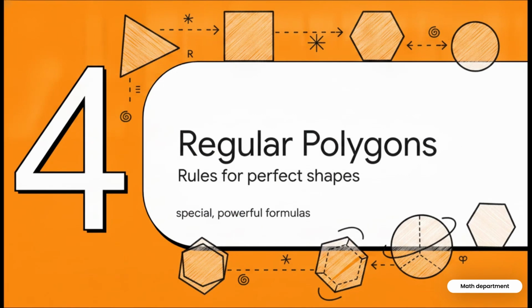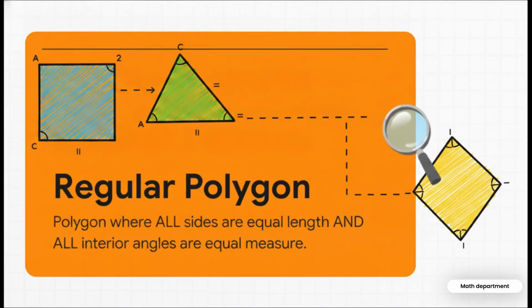These are special, super powerful formulas for perfect shapes. Be careful here, because the crucial point is that a shape must have both properties to be considered regular. The source is very clear about this. All sides must be exactly equal in length, and all interior angles must be exactly equal in measure. If a shape only has equal sides, like a rhombus, it's not regular. It needs both, just like a perfect square or a perfect equilateral triangle.